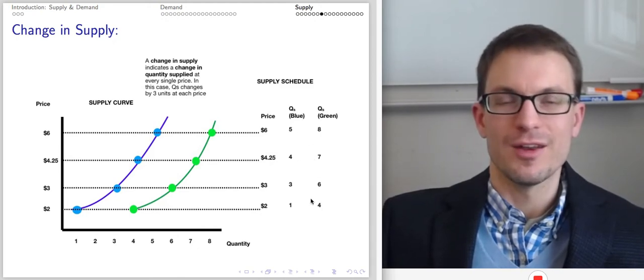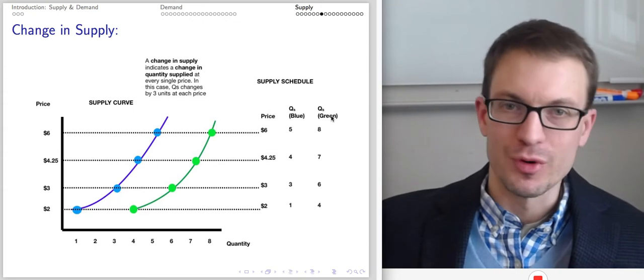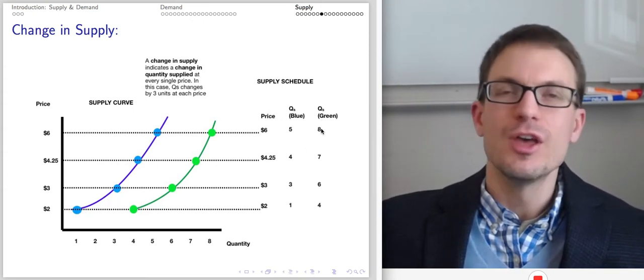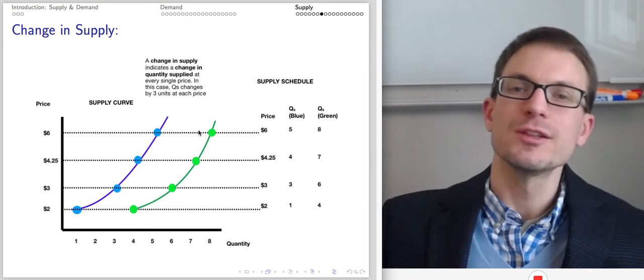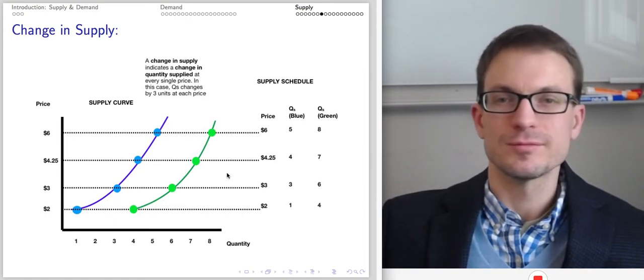That's a shift in supply. Or if we take the opposite perspective, if we're going from the green curve to the blue curve, we get a decrease in quantity supplied at every price. And so that would be a leftward shift from green to blue.